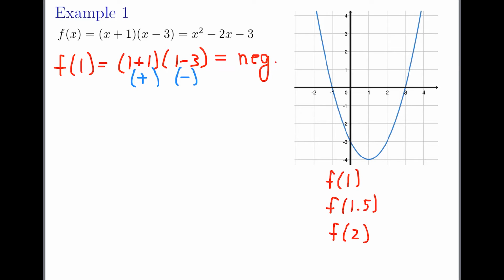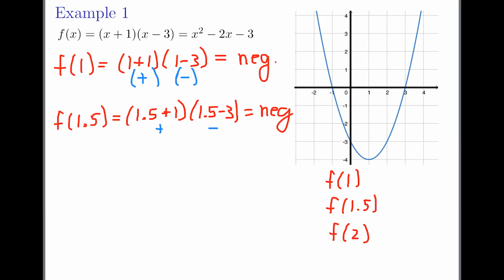Now let's do f of 1.5. Okay, well, what's that? It's 1.5 plus 1 times 1.5 minus 3. And again, if we pay attention to some of the details, but not all of the details, 1.5 plus 1 is positive, 1.5 minus 3 is negative, and so this whole product is going to, again, be negative. And look, we got the same thing that we got before. We had a plus sign and then a minus sign. So the first factor was positive and the second factor was negative.